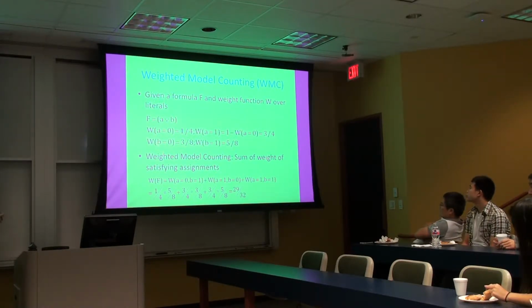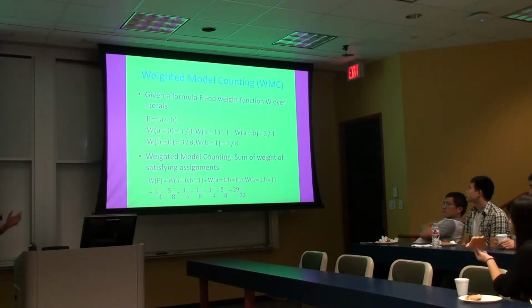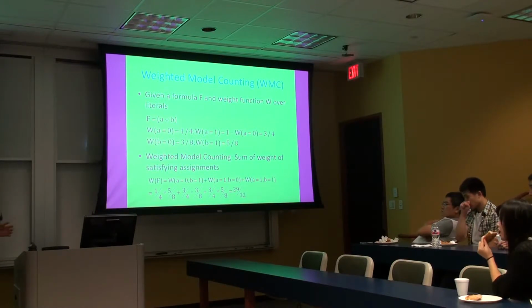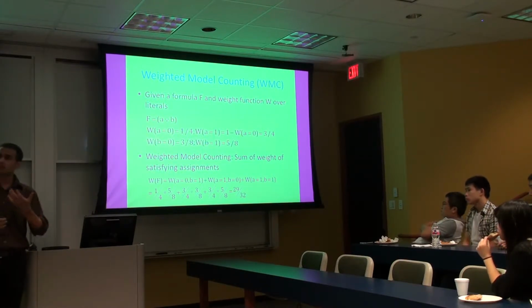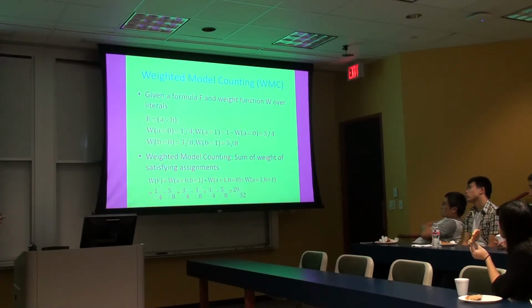So in our case, the weight of F becomes the sum of the weights of these 3 satisfying assignments, and if my calculations are right, the number we should be getting is 29/32. So unweighted model counting dealt only with finding the number of satisfying assignments. In this case, we want to compute the sum of the weights of satisfying assignments.